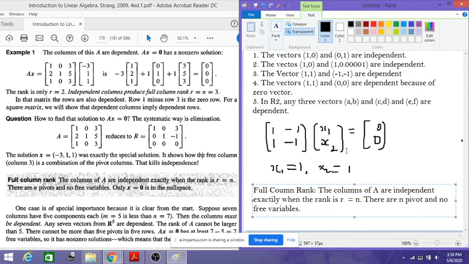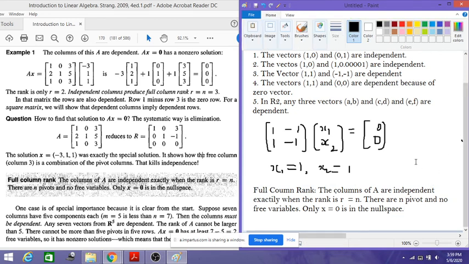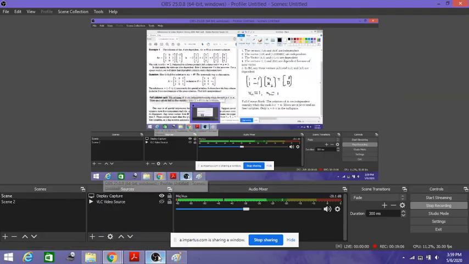In the example which you have seen, there is one free variable, that is x3. We have not neglected it. We have considered that free variable and then tried to find the solution. And here the definition continues that only x equal to 0 is in the null space. So that's it, and we will continue this in the next session, the independence case and basis. We'll talk more about this in the next session.